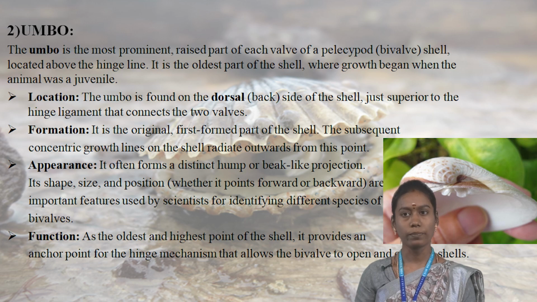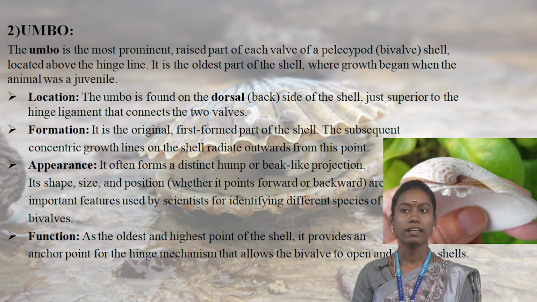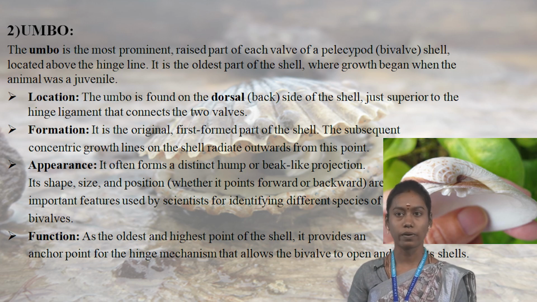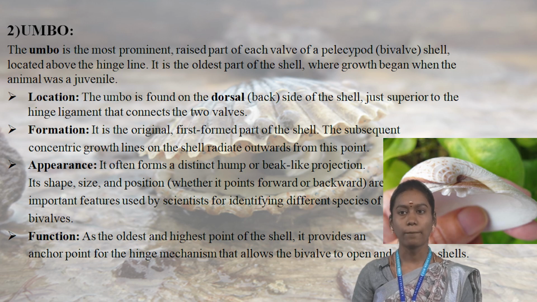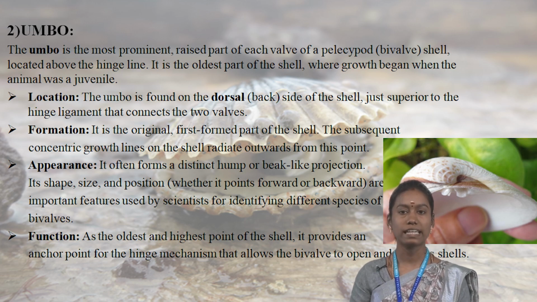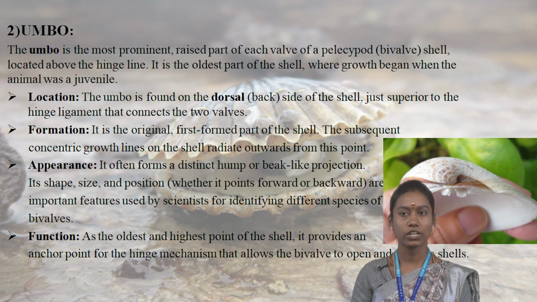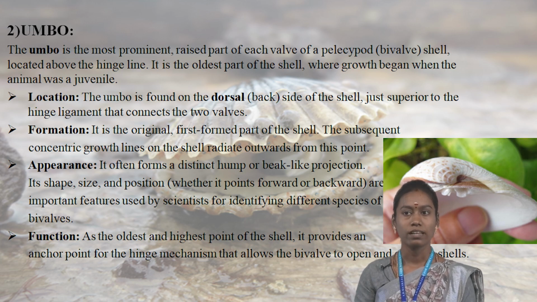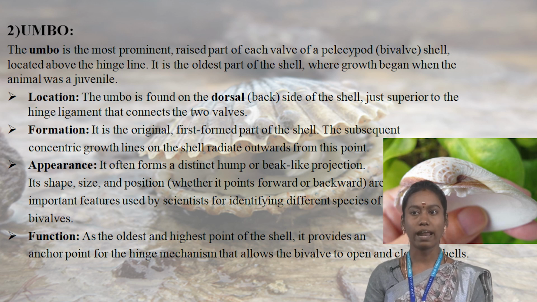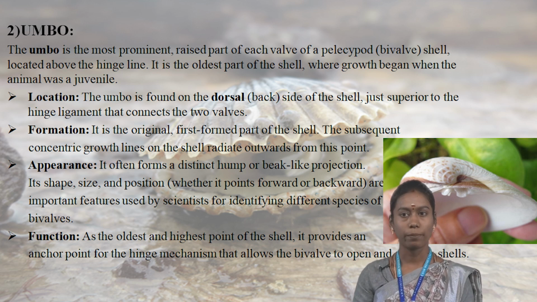Okay. Then formation. It is the original and first formed part of the shell. The subsequent concentric growth lines on the shell radiate outwards from this point, from this umbo. Then appearance. It often forms a distinct hump or beak-like projection. Its shape, size and position, whether it points forward or backward, are important features used by scientists for identifying different species of bivalves.